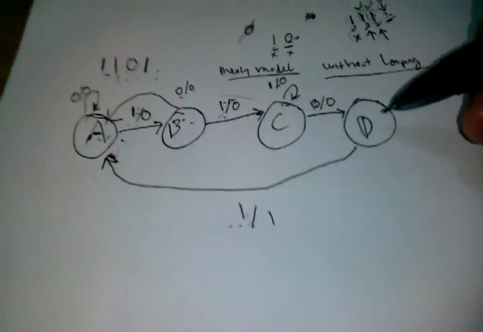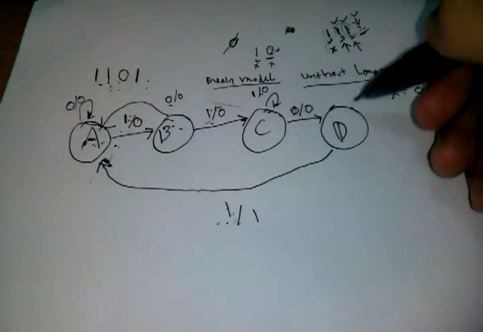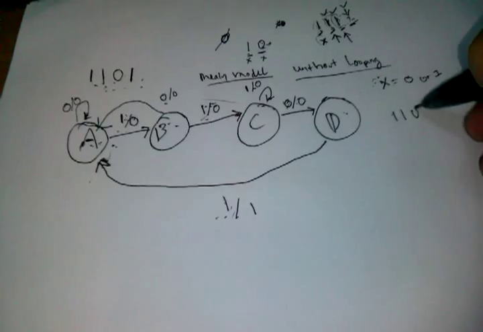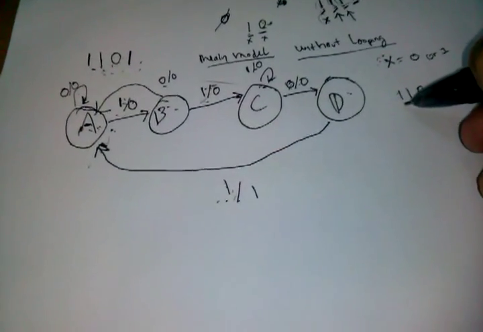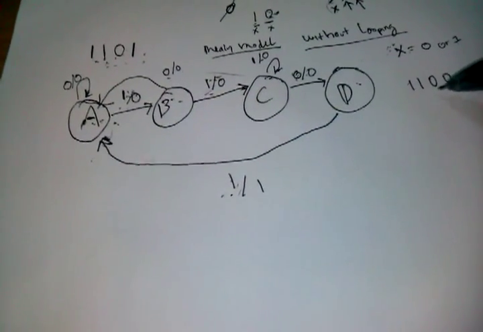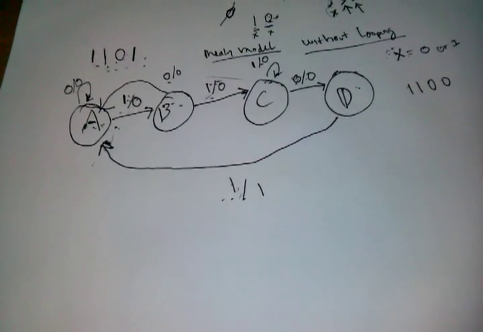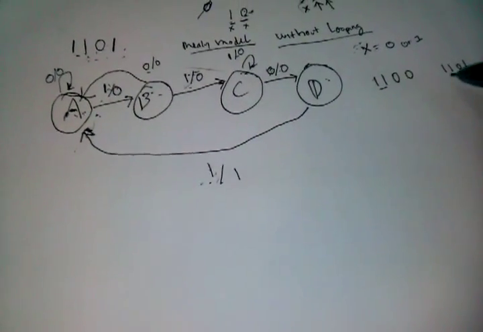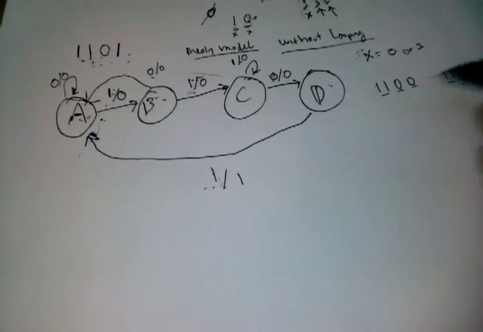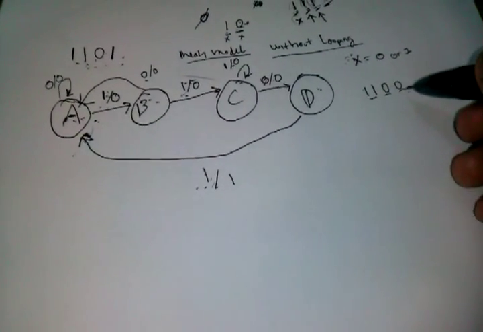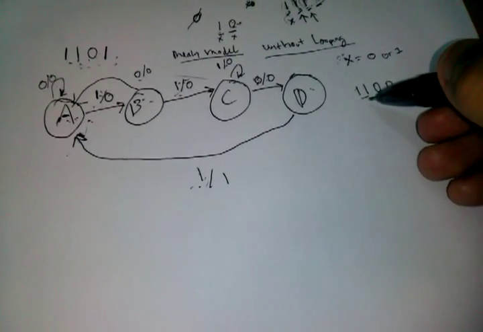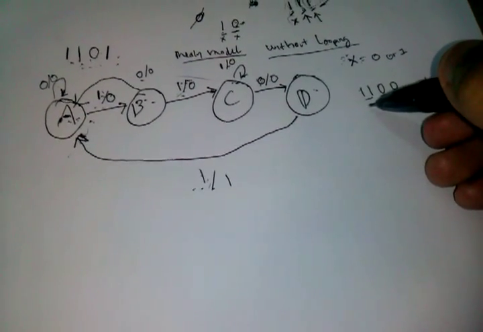And D, first D, for this guy. Okay, if this gets 0, it means that the sequence is like this: 1 1 0 0. Okay, we want the sequence to be like this: 1 1 0 1. Okay, this is the same, this is also the same, but this is different. So this guy is wrong.